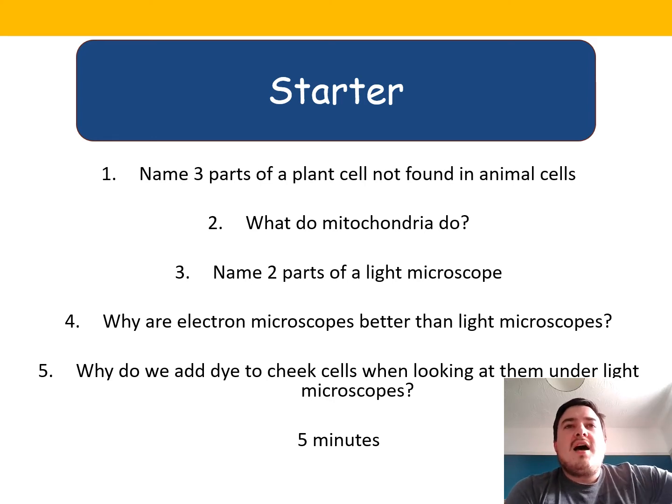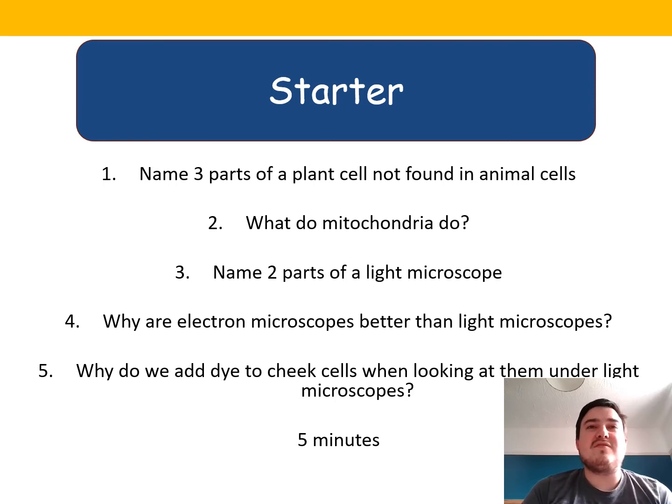Great. So the 5 questions, we'll start at number 1, obviously. 3 parts of a plant cell not found in animal cells. I'm going to go through all the different parts of the cell instead of just naming those 3 extra parts, just so you can remember all those different parts as well. I'm also going to go through what I do, so it's a bit of extra information from me for you.